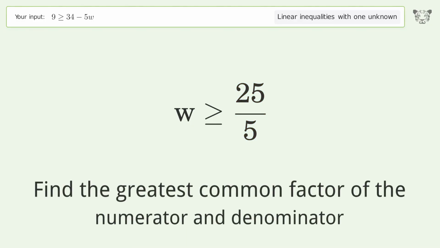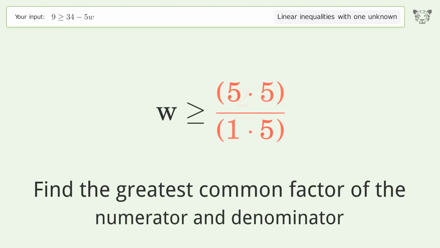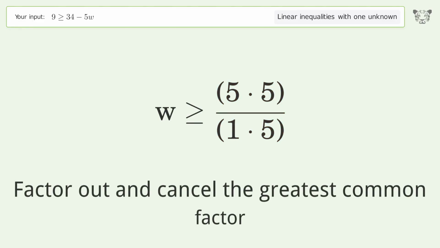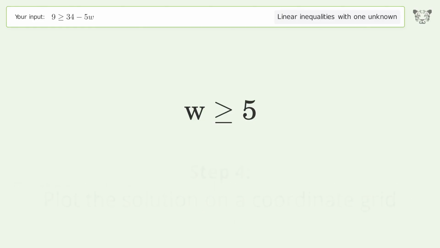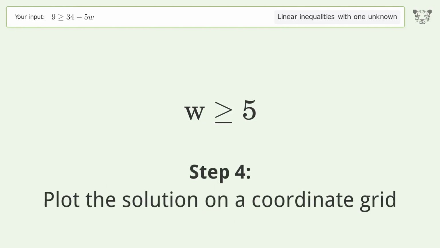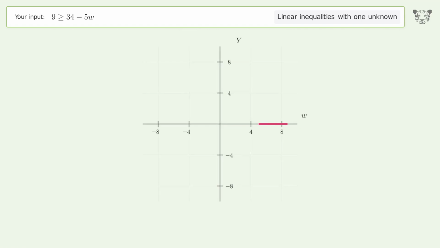Find the greatest common factor of the numerator and denominator. Factor out and cancel the greatest common factor. Plot the solution on a coordinate grid. And so the final result is W equal or greater than 5.